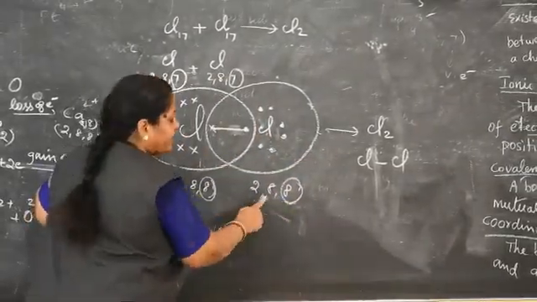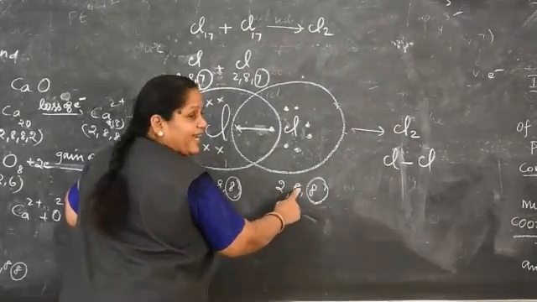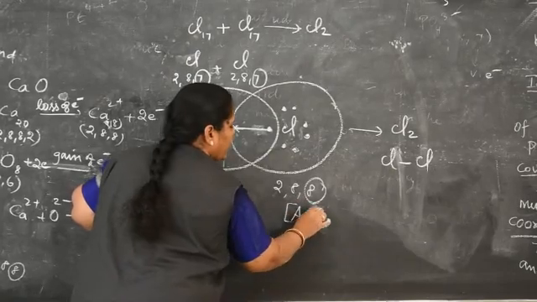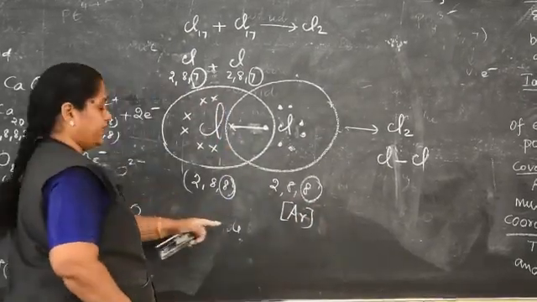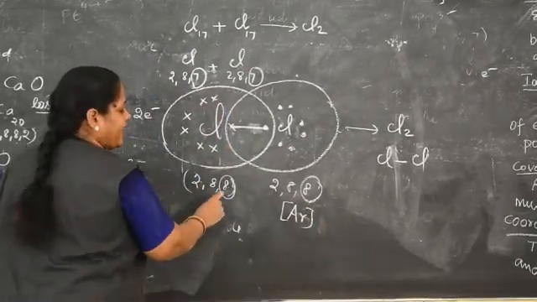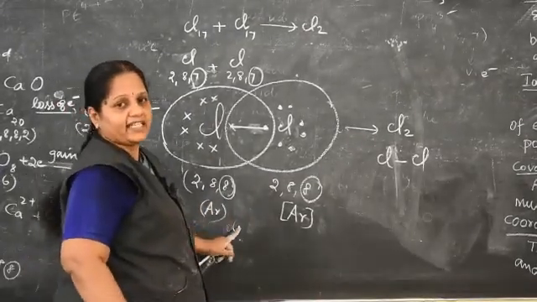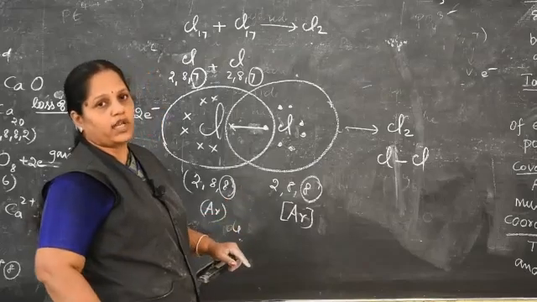Total number of electrons is how much? 2, 8, 8. Totally 18. That's why the argon electronic configuration is available here. Here also 2, 8, 8, argon electronic configuration. We know that inert gases, noble gases, are more stable.